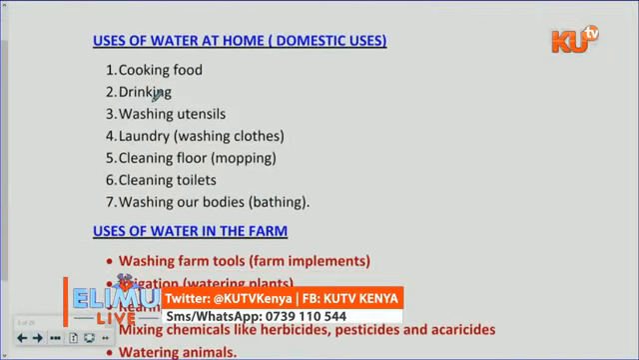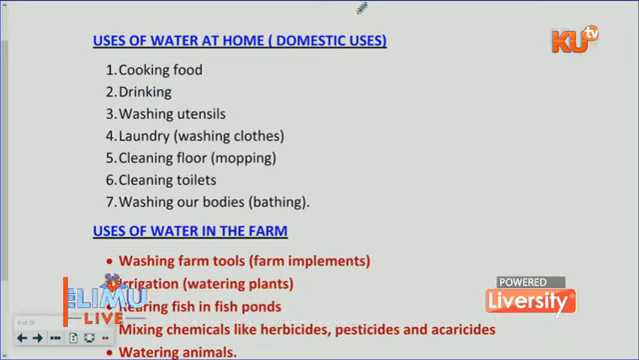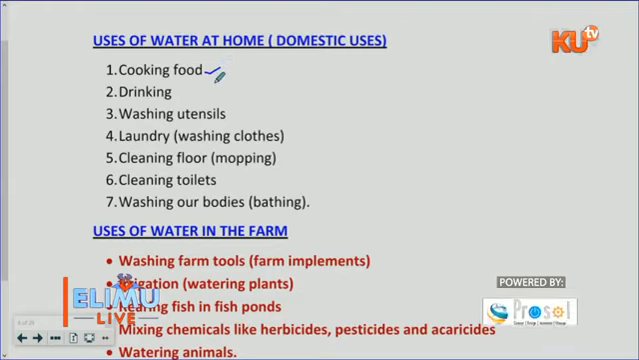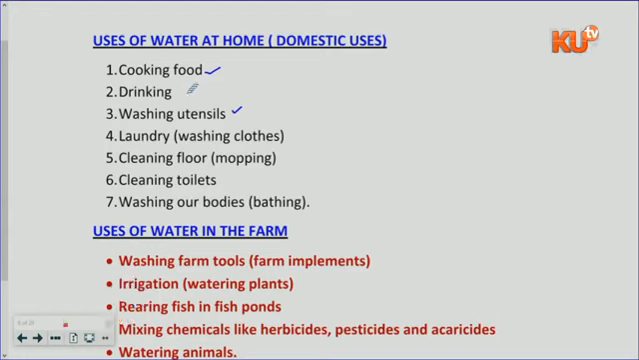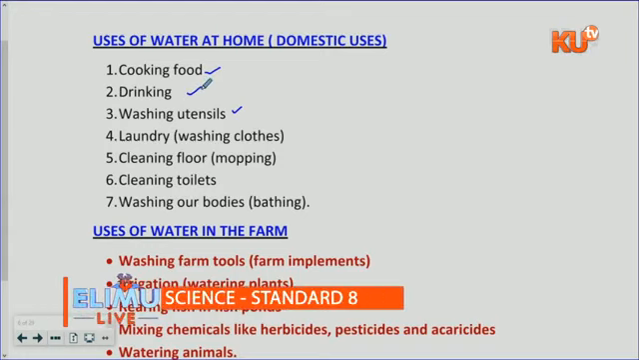So in standard four, I want to begin with the first one, which is domestic uses of water. Uses of water at home. At home, how do you use this water? One, we use water for cooking food. We know food is a basic need. Every day, you must cook or prepare some food. And before you prepare, you will need this water even to wash your utensils. That's why you'll find washing utensils there. Drinking, we drink water. And right now, it's advisable to drink a lot of water because of the pandemic.